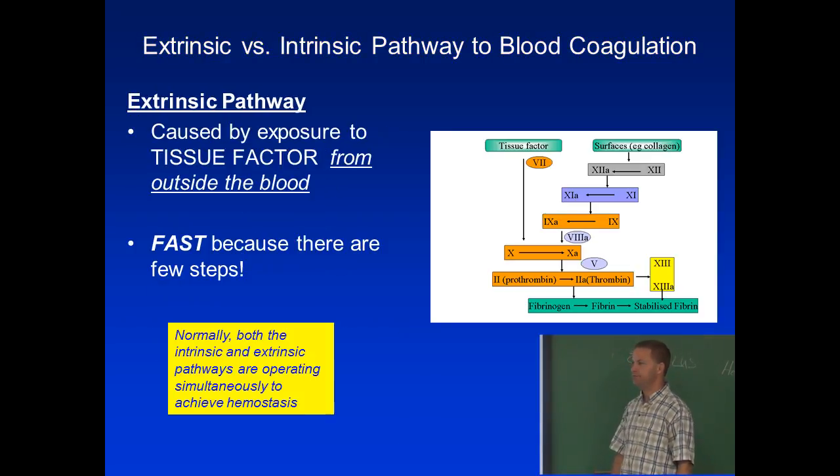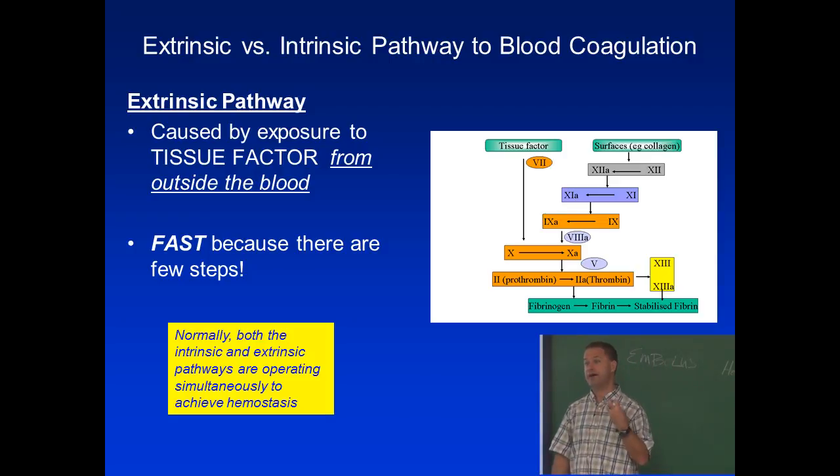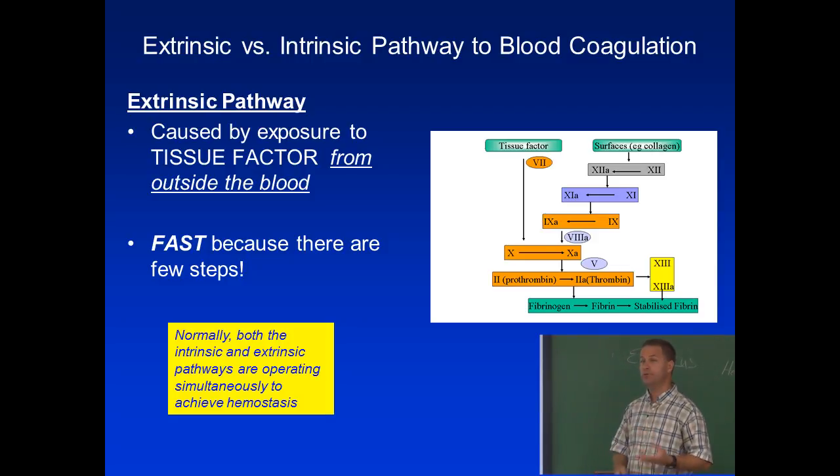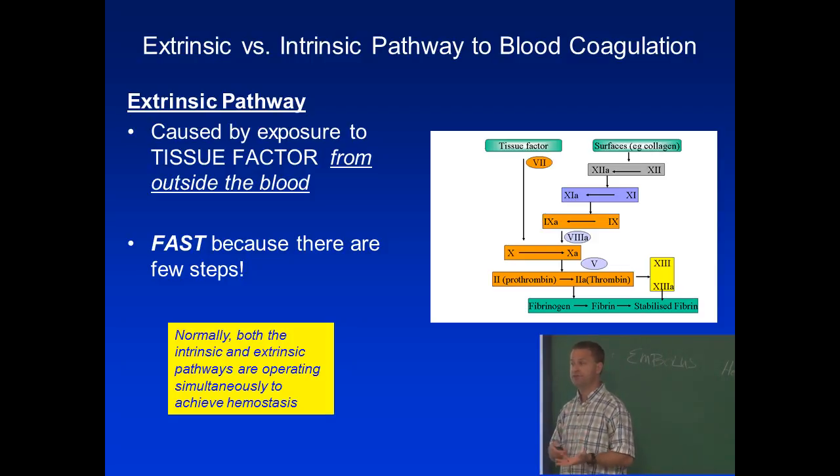Now the extrinsic pathway is initiated by factors outside the blood vessels. This is called tissue factor, and it's a much more straightforward process. It's much faster because there are a lot fewer steps going on here. Okay. So normally we're going to have both the intrinsic and extrinsic pathway going on in order to help us go through the process of hemostasis, to stop the blood vessel from continuing to bleed.